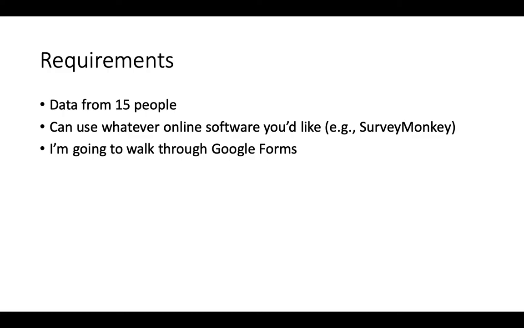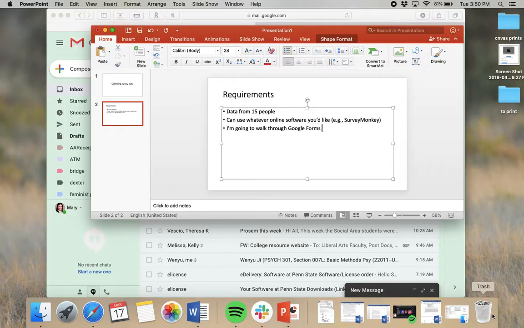So requirements, you need to collect data from 15 people using the survey that you made this week. So the survey scale assignment, you're collecting data from that. You can use whatever online software you'd like, for example, SurveyMonkey or Qualtrics, but I'm going to walk you through Google Forms because I find that one to be very easy and intuitive. So let me show you how to do that.